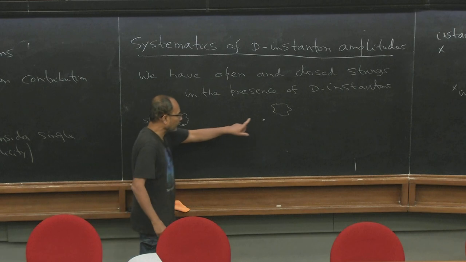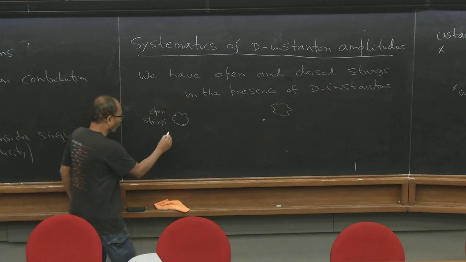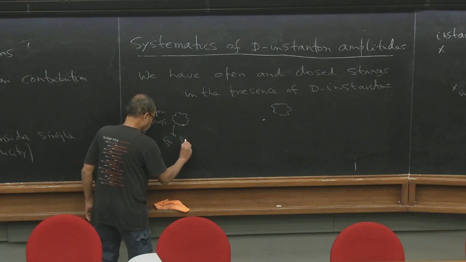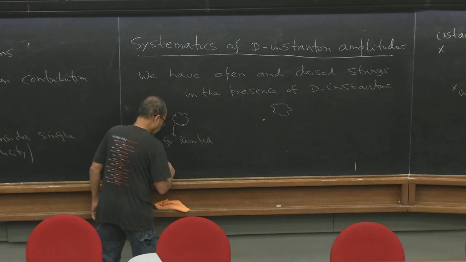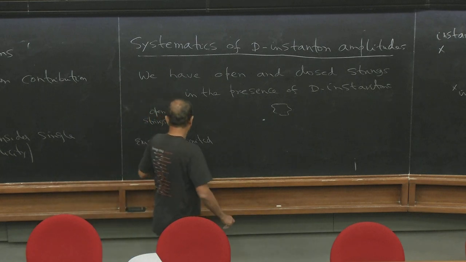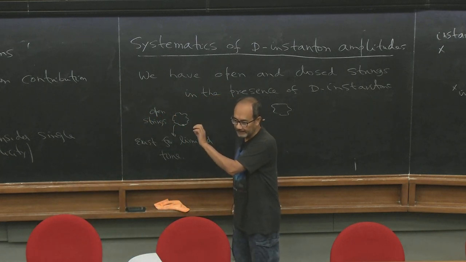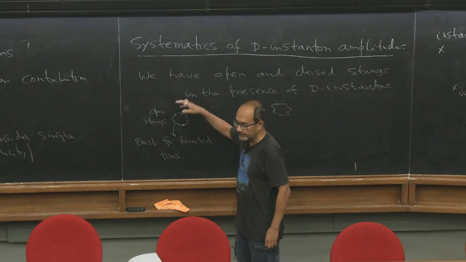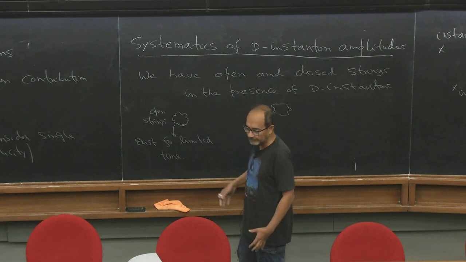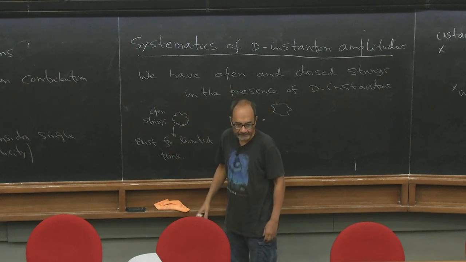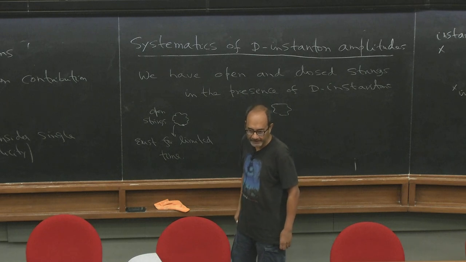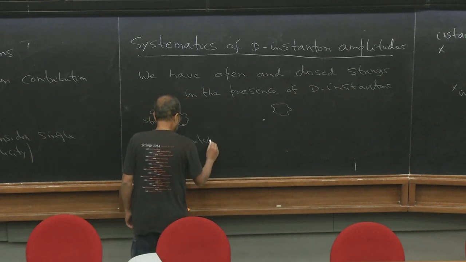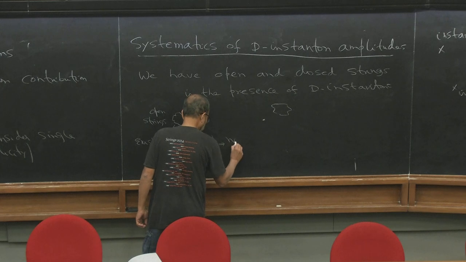But there is a crucial difference between the open strings and the closed strings. Namely, the open strings exist only for limited time, because D-instantons are localized in time. They occur at some particular value of time. And because the ends of the open string are tied to the D-instanton, the world sheet of the open string cannot extend too much in the time direction. It has to be confined in the vicinity of where the D-instanton is located. Because of this, these are not asymptotic states.